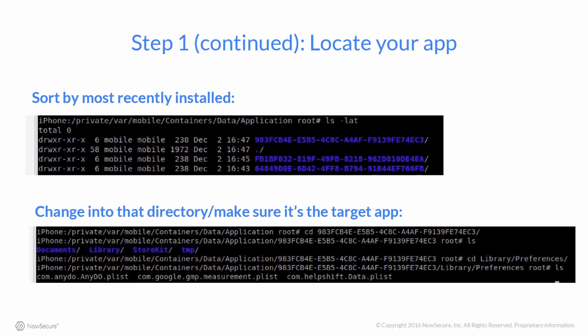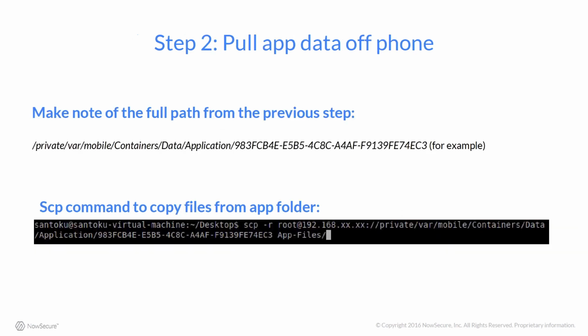This is a very long, unique identifier, so the next recommendation I have is to make note of that full path from the previous step, because you're going to be using it to copy the data off of the phone. We used SCP for that, and so the second step here on this slide, we used the secure copy command to copy files from the device over to your computer.